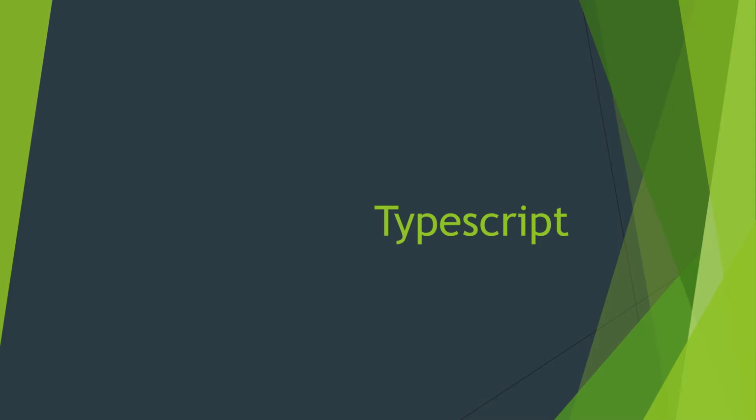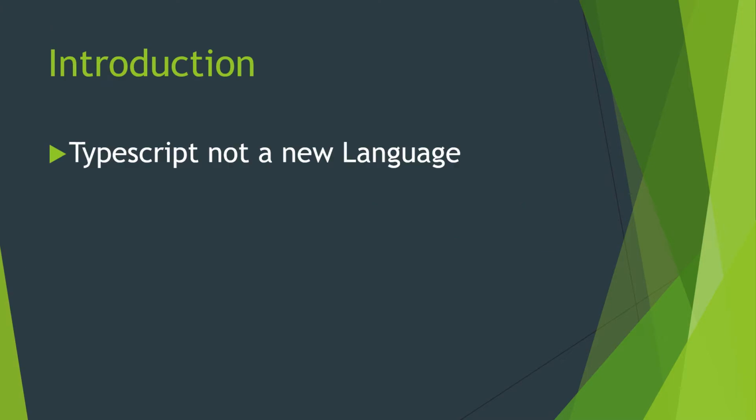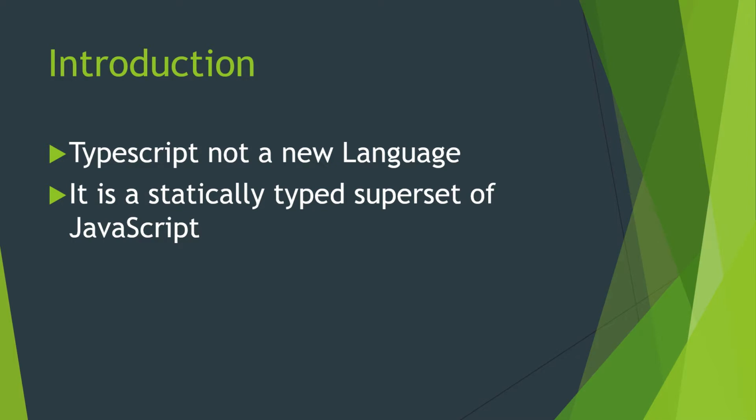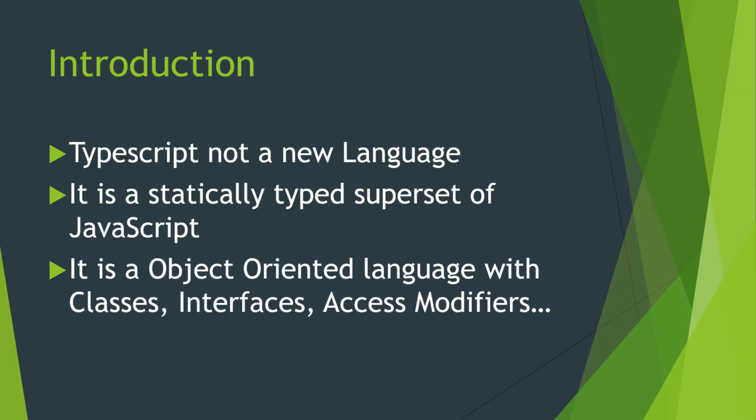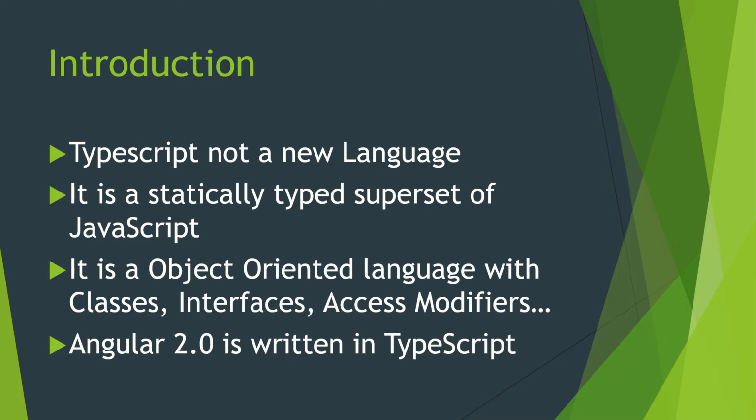So, what is TypeScript, you ask? It's not a new language. TypeScript can be described as a statically typed superset of JavaScript, which means all JavaScript code is valid TypeScript code, and it is statically typed unlike JavaScript, which is dynamically typed. Moreover, it's an object-oriented programming language with classes, interfaces, access modifiers, and so on. Angular 2.0 is written in TypeScript.